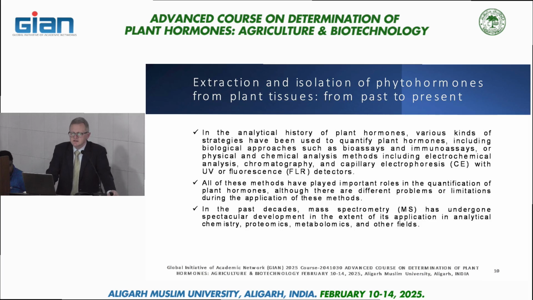The next technique, gas chromatography, particularly coupled with mass spectrometry, provided even better sensitivity and specificity, especially for volatile hormones such as ethylene. However, one of the main limits of GC-MS is that certain hormones require a derivatization step to make them volatile enough for analysis. The extra step increases processing time and introduces potential sources of errors.